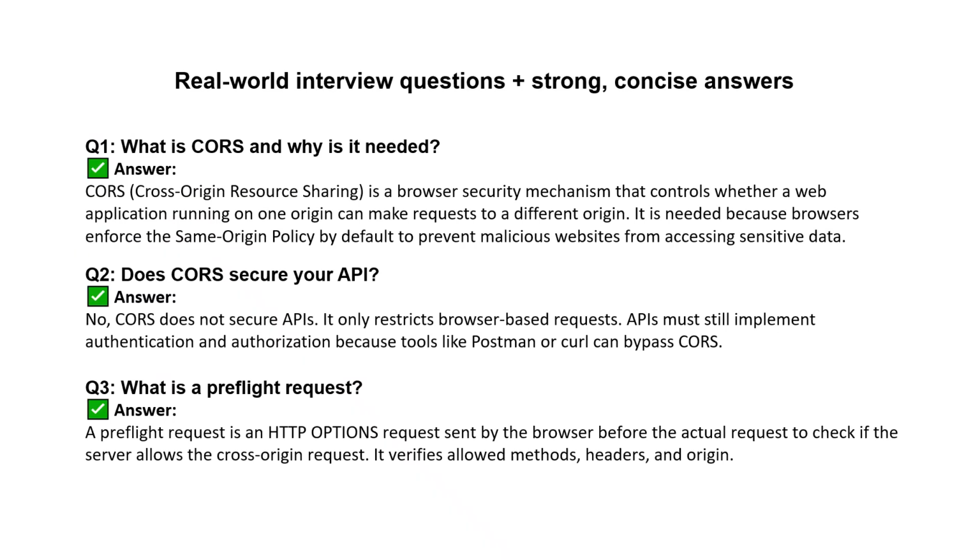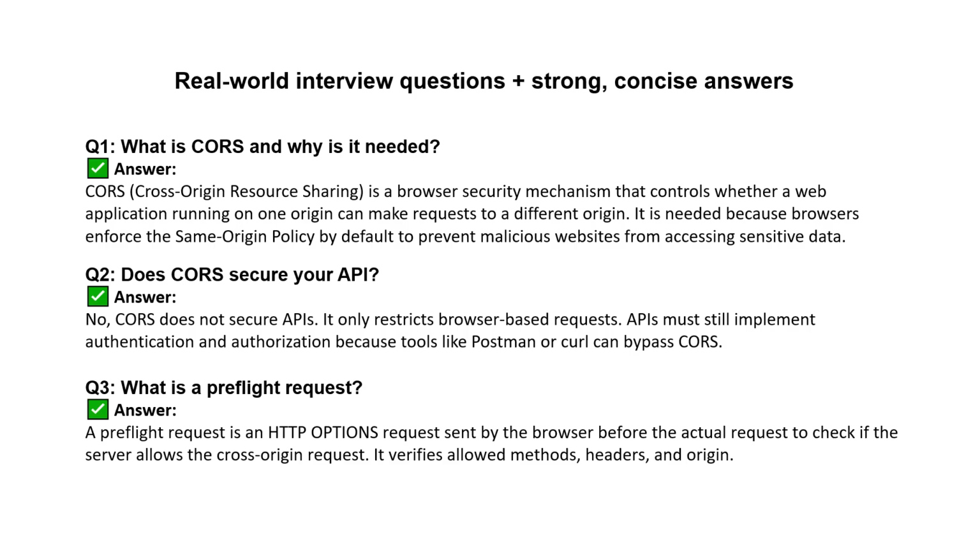All right. Let us move to some real interview questions plus strong and concise answers. Suppose an interviewer asks, what is CORS and why is it needed? We simply say that CORS is a browser security mechanism that controls whether a web application running on one origin can make requests to a different origin. It is needed because browsers enforce SOP, that is same origin policy, by default to prevent malicious websites from accessing sensitive data. That's why you need CORS for cross-origin resource sharing.